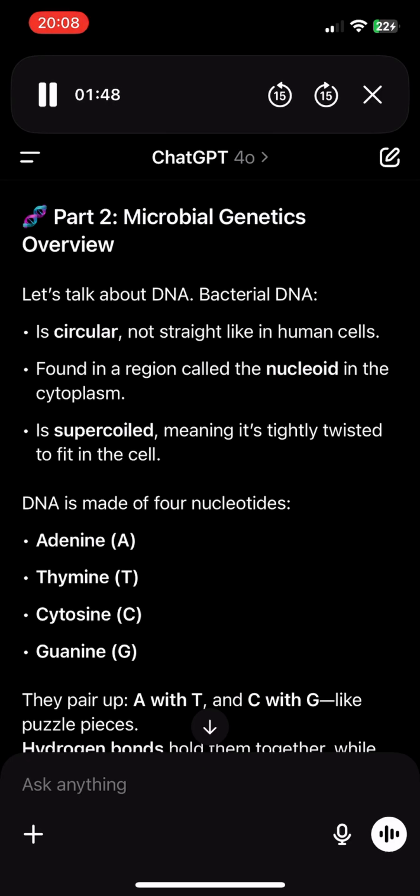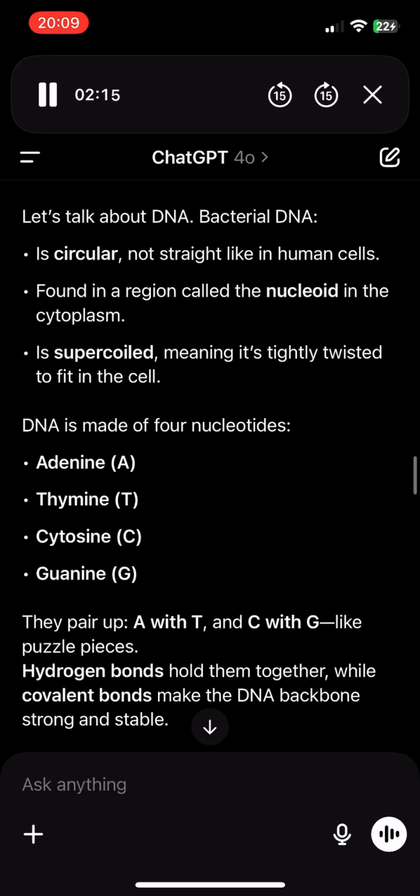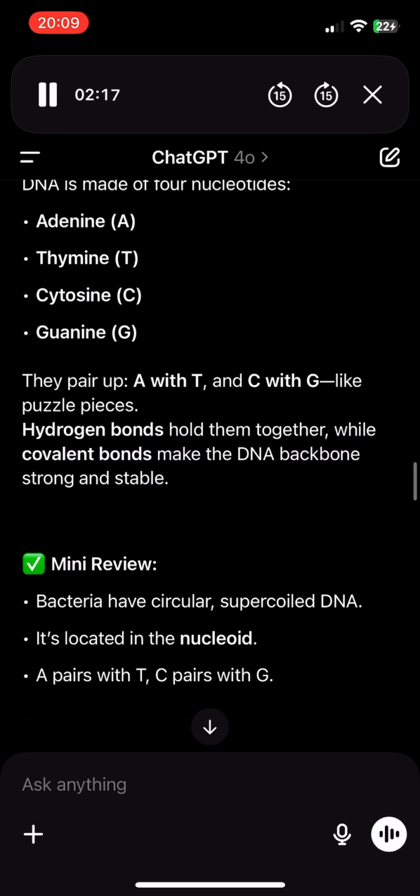Part 2, Microbial Genetics Overview. Let's talk about DNA. Bacterial DNA is circular, not straight like in human cells. Found in a region called the nucleoid in the cytoplasm. Is supercoiled, meaning it's tightly twisted to fit in the cell. DNA is made of 4 nucleotides: adenine A, thymine T, cytosine C, guanine G. They pair up, A with T and C with G, like puzzle pieces. Hydrogen bonds hold them together, while covalent bonds make the DNA backbone strong and stable.